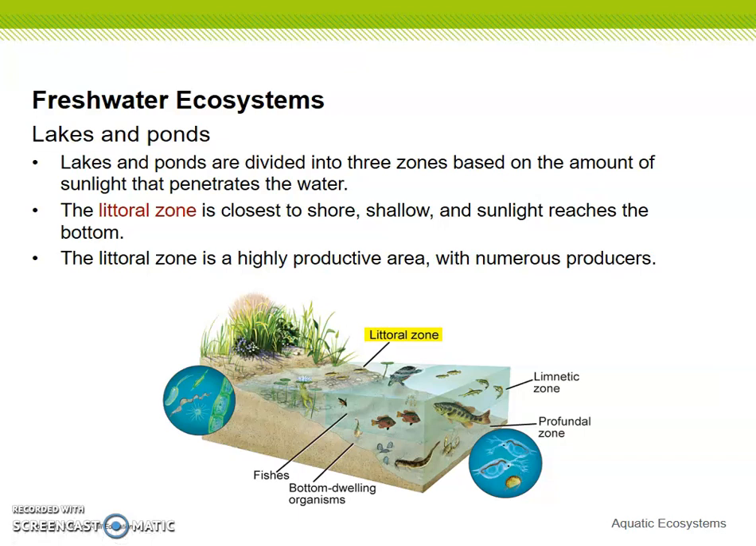Lakes and ponds are divided into 3 zones based upon the amount of sunlight that penetrates the water. The littoral zone is the closest to shore. It is shallow and sunlight reaches all the way to the bottom. The littoral zone is a highly productive area with lots of producers, so lots of plants growing there because they are able to get sunlight to create their own food.